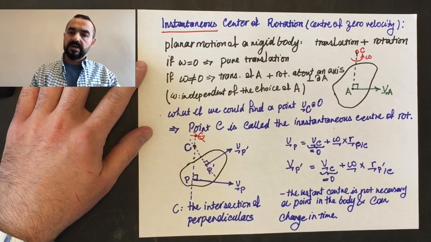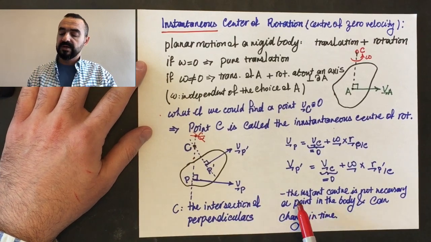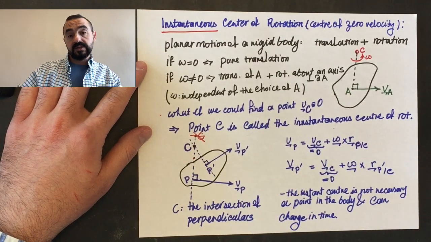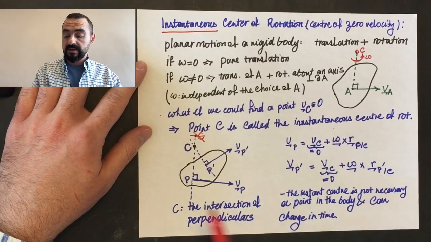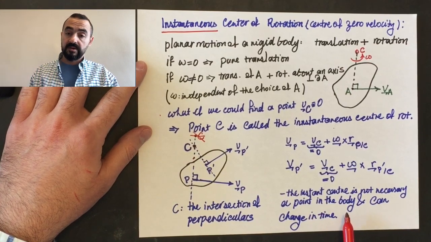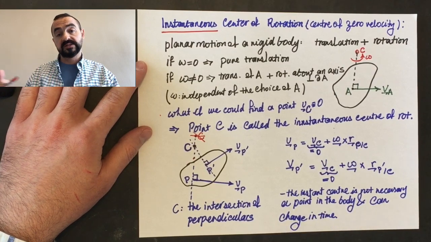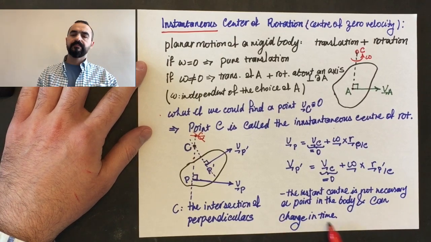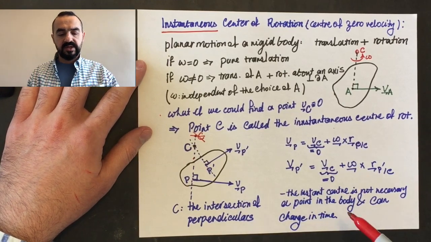This is the only case we are essentially interested in. By definition, the instantaneous center of velocity is a point that the rigid body rotates about in that instant of time. It's not necessarily a point in the body, not necessarily physically a point in the body, but the rigid body instantaneously rotates about that point, and it changes in time. So that's about instantaneous center of rotation.